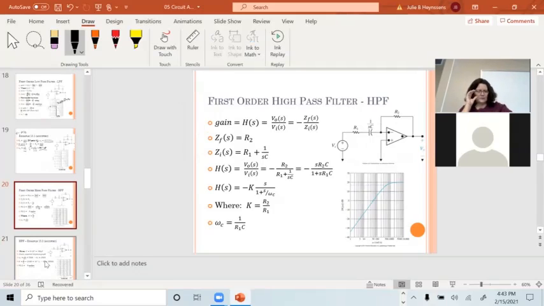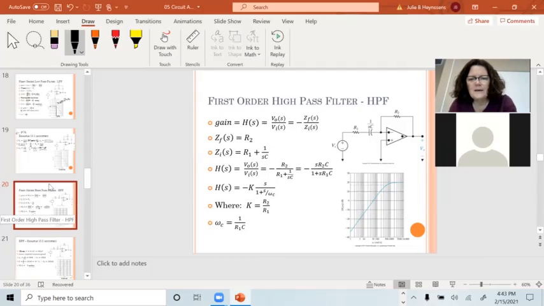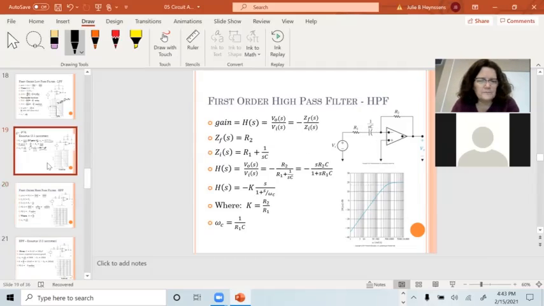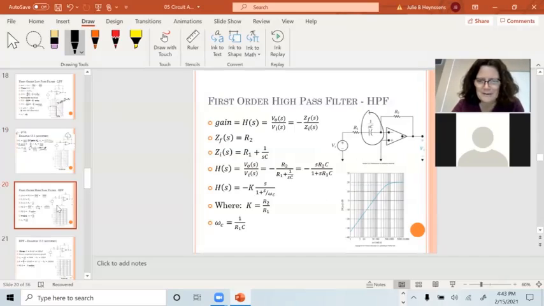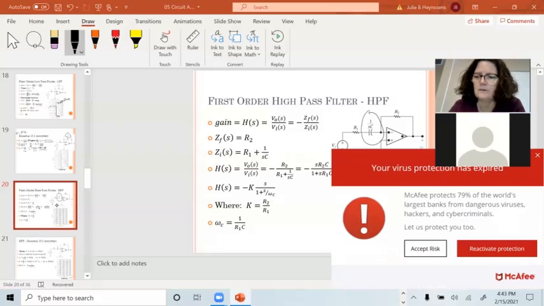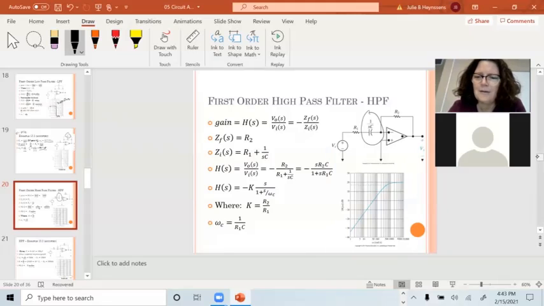If I want a high pass filter, all I've done here is take this circuit, which has a C in the feedback loop, and move the C. I put it in the input network, so now it's in series. I can go through and do the same math. My feedback resistor is now R2. My input impedance is the series combination of R1 and 1 over SC. So I divide those two, and I get this. This is ZF over ZS.